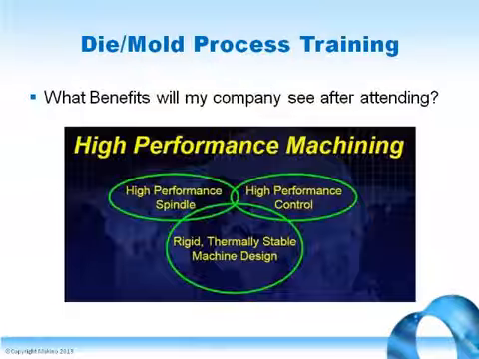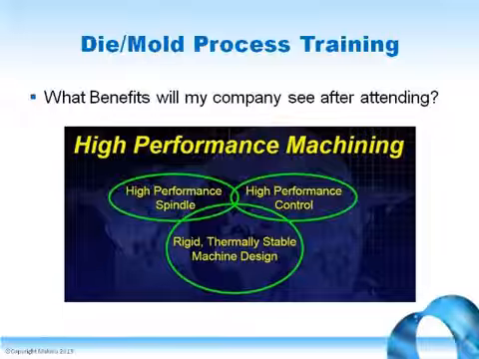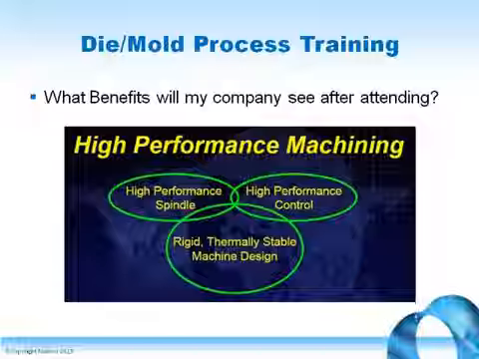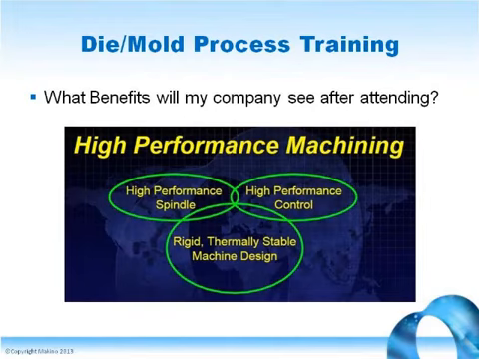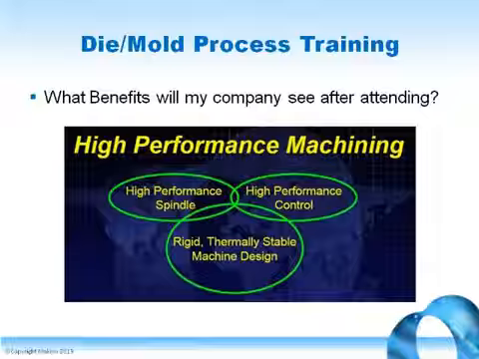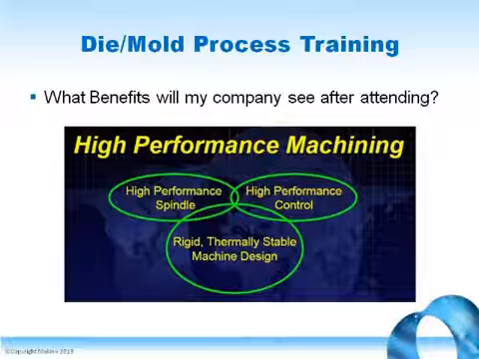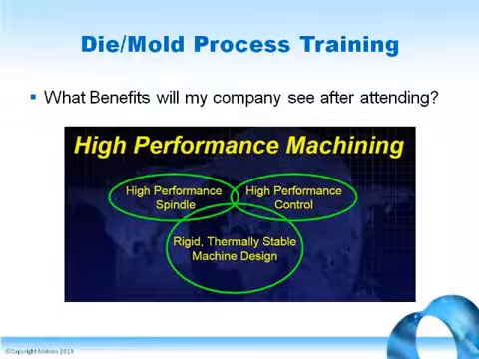What benefits will my company see after attending? The best answer for this would be high-performance machining. Did I hear you ask, what is high-performance machining? High-performance machining is a combination of several key elements, like your machine having a high-performance spindle, high-performance control, the machine design being rigid and thermally stable, and applying all the techniques taught in this course, you will have HPM, or high-performance machining.